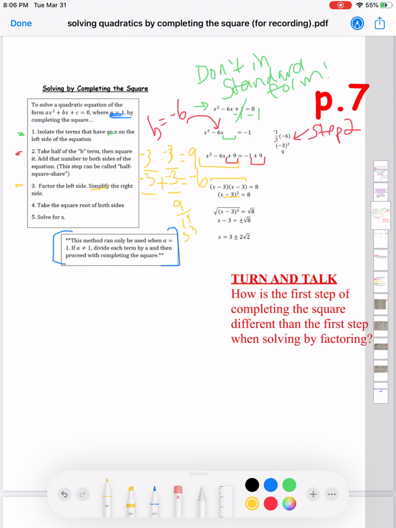Simplifying on the right side, that's pretty straightforward. -1 plus 9 just gives us +8. So at this point, we're left with x minus 3 squared equals 8.